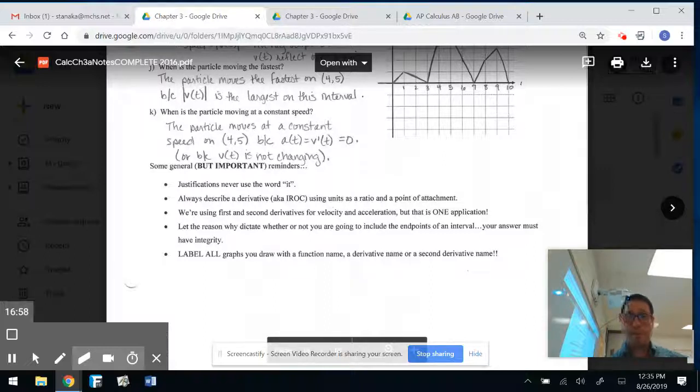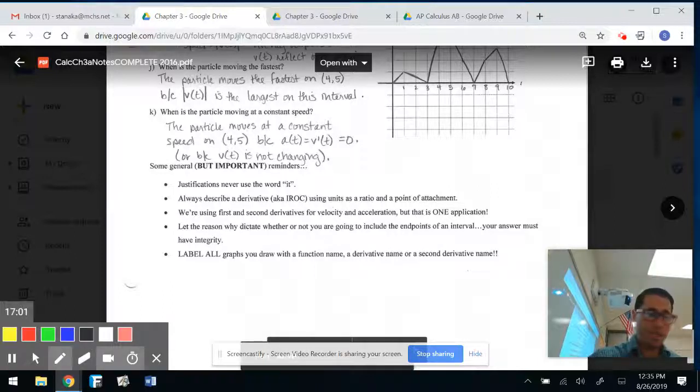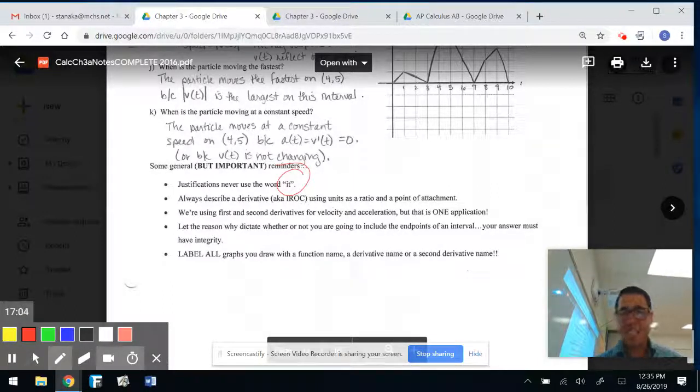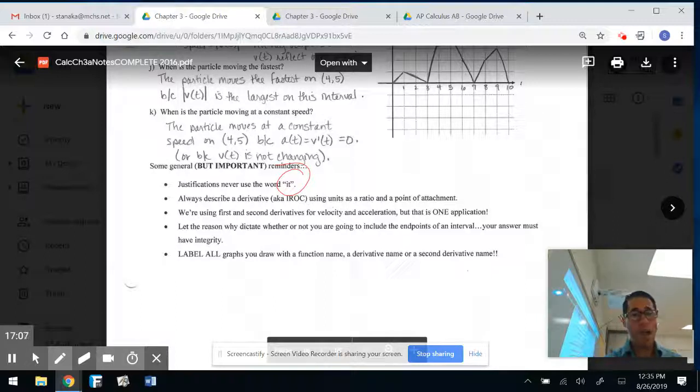Justifications: never use the word it. Describe the function as f of x, s of t, v of t, a of t. Always tell your AP grader what you are referencing. Always describe a derivative, aka instantaneous rate of change, using units as a ratio and a point of attachment. A point of attachment would be like, what's the velocity at t equals 5? There's my point of attachment. We are using first and second derivatives for velocity and acceleration, but that is one application. You'll find out later what we mean by that.